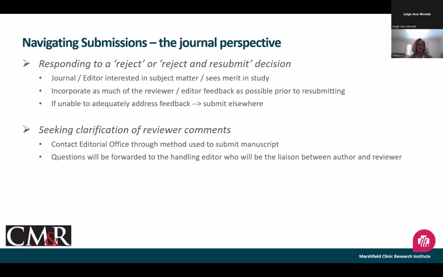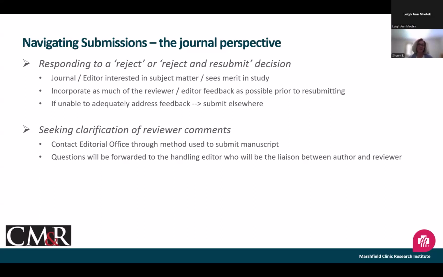However, that editor, the handling editor, is going to be your liaison with the reviewer to get your clarifications made, and they'll get back to you with answers. If you're in a situation where you have an open review format and you know who the reviewers are, please don't contact them directly. They really don't like that. So, don't go trolling the internet and find their email addresses and send them emails. Just go through the editorial office and your handling editor to get those answers.